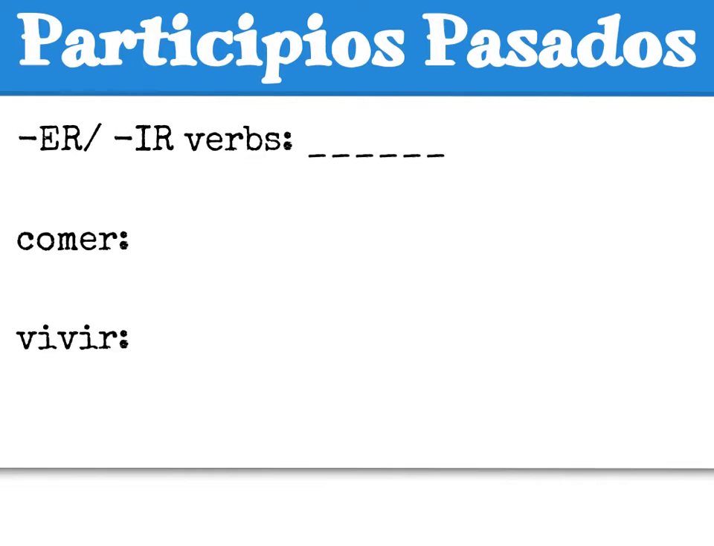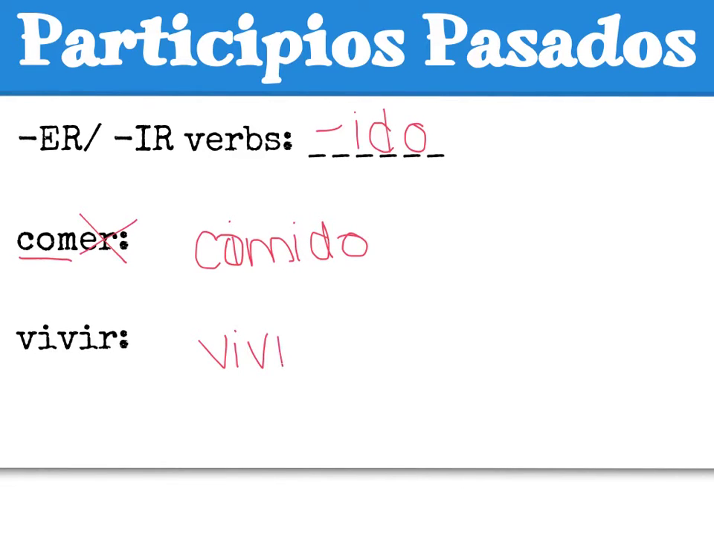If you have an ER or IR verb, your past participle ending is ido. So again, you take off your ending to get your root. So it's going to be comido. Oops. Comido. Meaning eaten. Vivir. Vivido. Okay, and again, these are past participles. These do not at all matter if you are talking about singular, plural, feminine, masculine. These past participles in the present perfect will always end in O every single time.